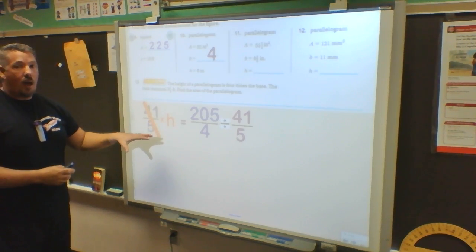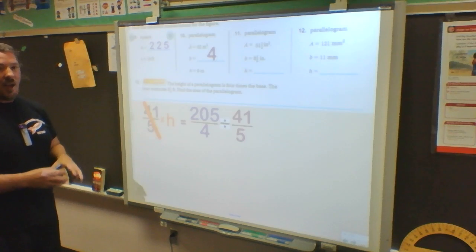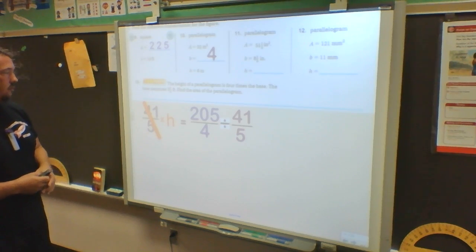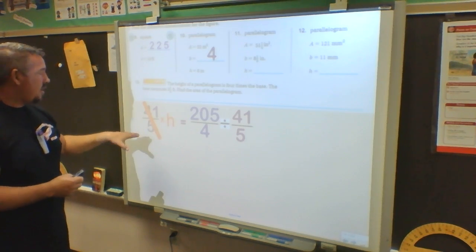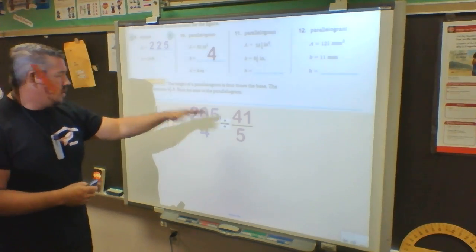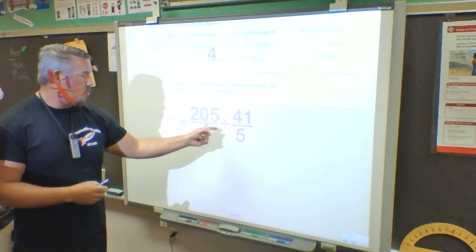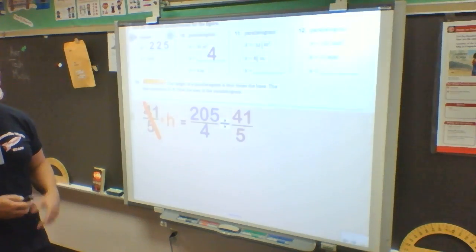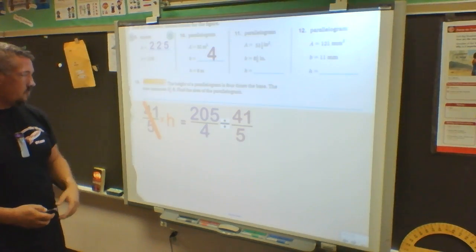We're going to be doing a lot of these this year, so I don't want you to have to show extra work if it's not needed. So that gets canceled out because I did the opposite function on the opposite side. The opposite function was division. So on the opposite side, I'm going to divide by 41/5. That's what I have to show.